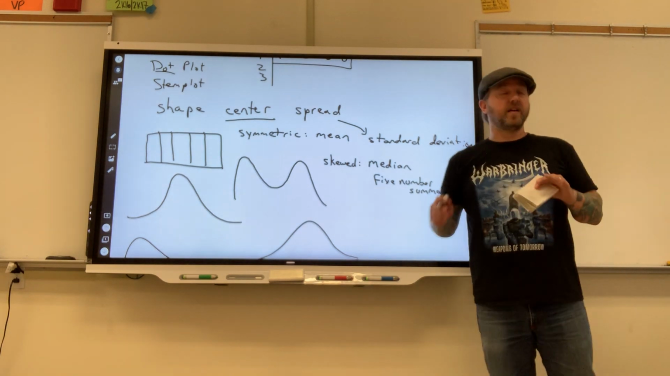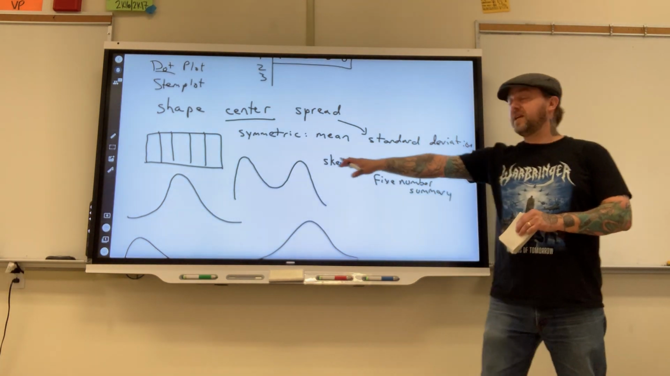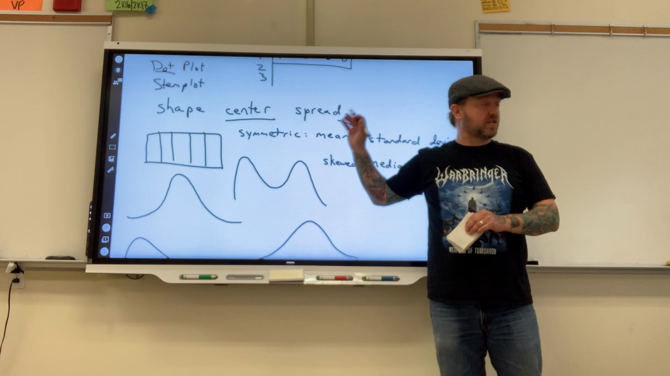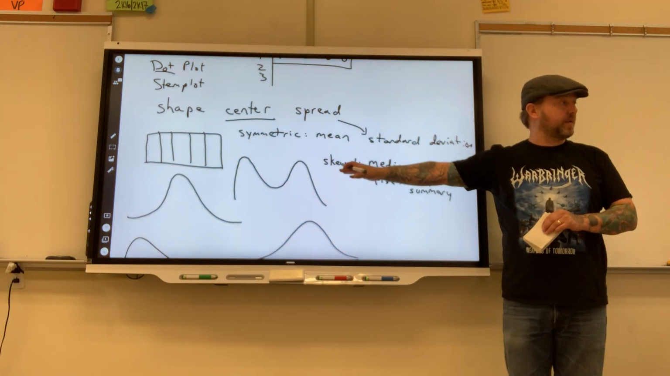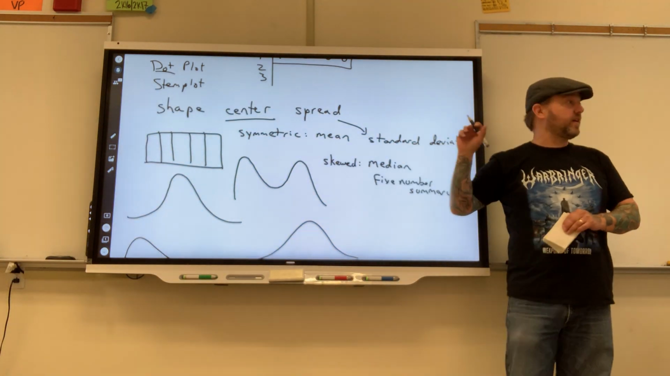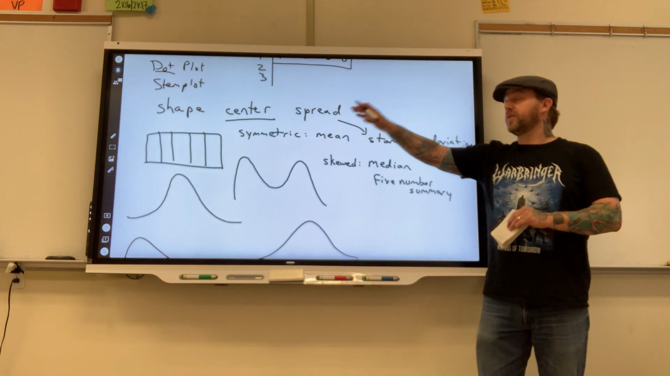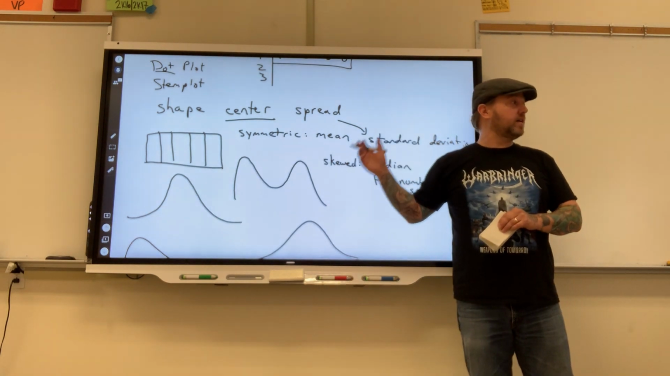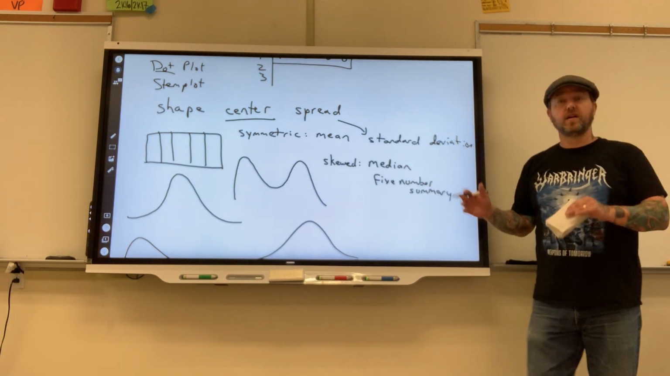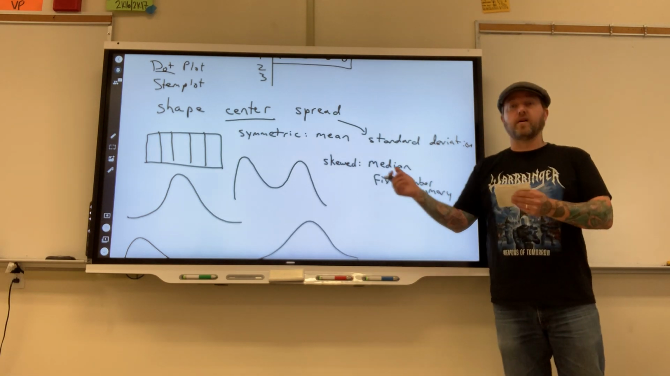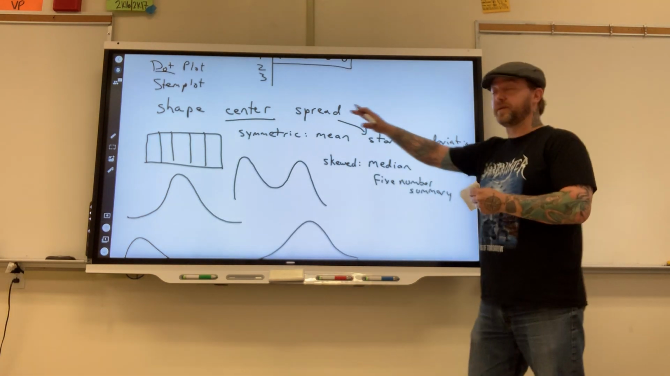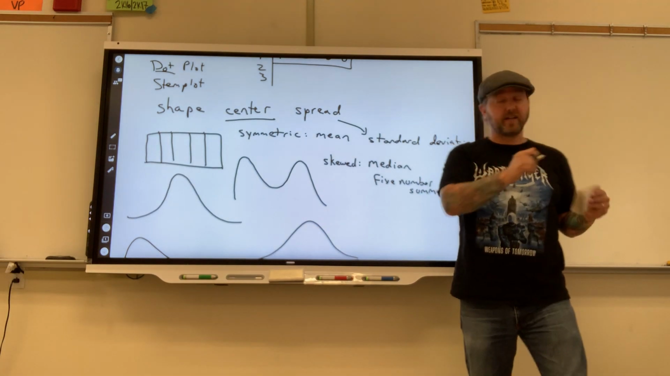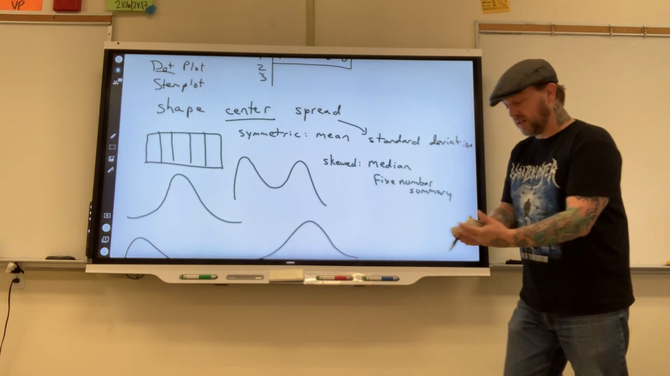So if the mean is equal to the median, we use the mean for center, because the mean is the best measure of center, standard deviation is the best measure of spread. But if the mean's not equal to the median, we have to use the median for center. And someone always asks, well, why don't we just use the median? And the answer is because the mean is better, right? Right, cool. Okay, moving on.